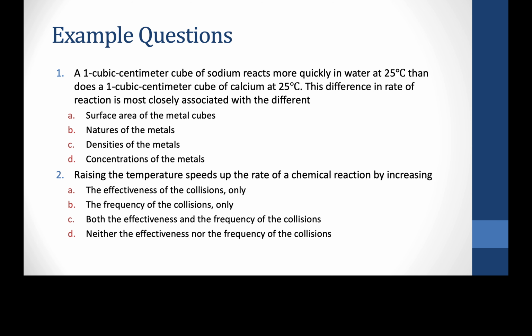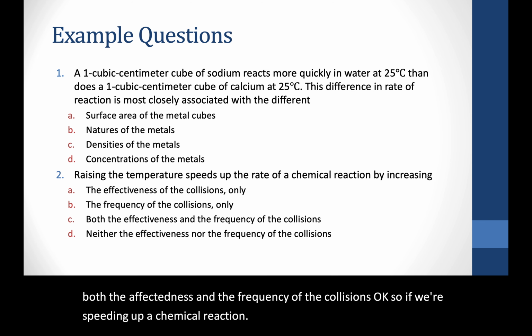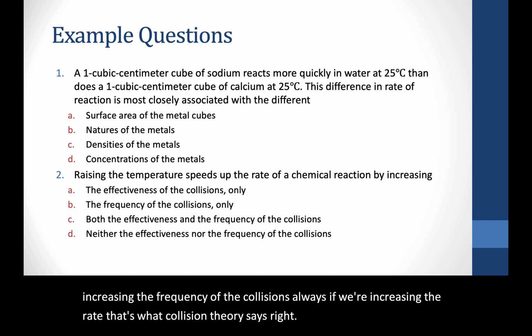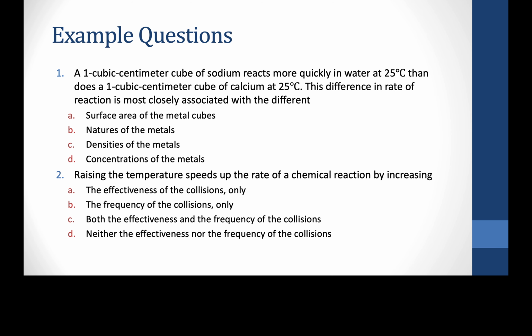So if we're speeding up a chemical reaction, the answer is always C, right? We're increasing the effectiveness, we're increasing the frequency of the collisions always if we're increasing the rate. That's what collision theory says. So 2 is C, and 2 will always be C. Even if it was raising the concentration speeds up the rate of a chemical reaction, same thing. Both the effectiveness and the frequency of the collisions are increased as well. All right, so 1 is B, 2 is C.